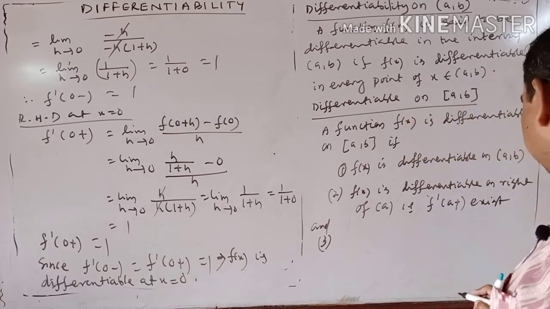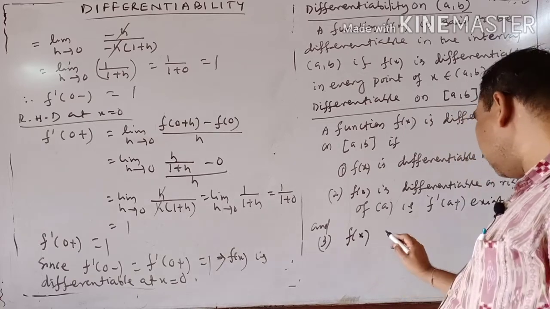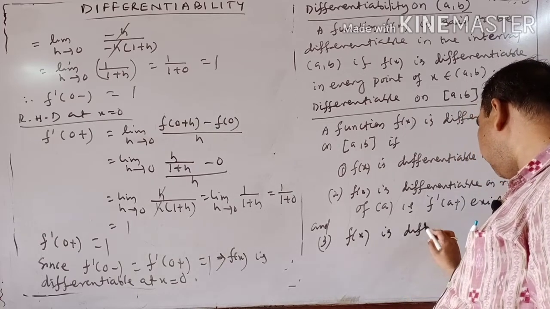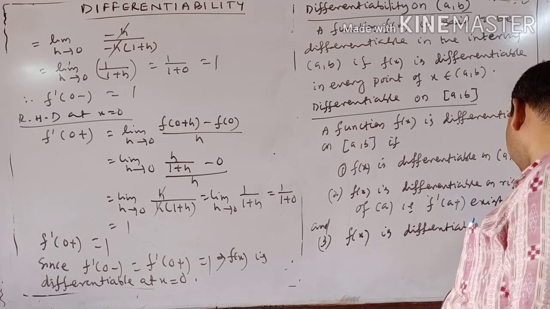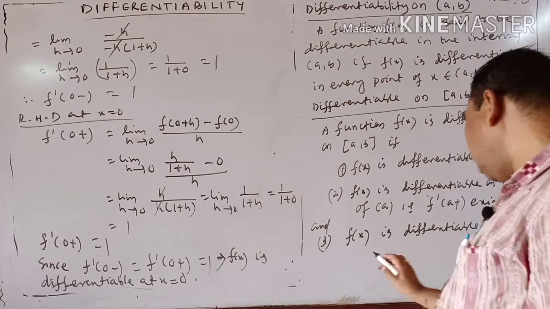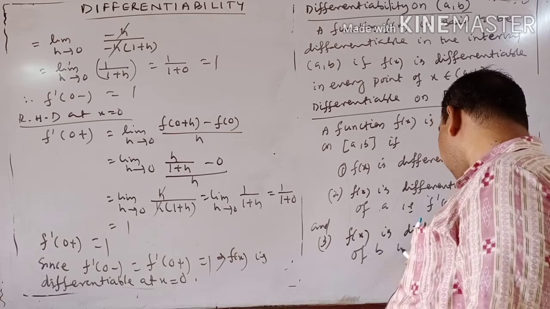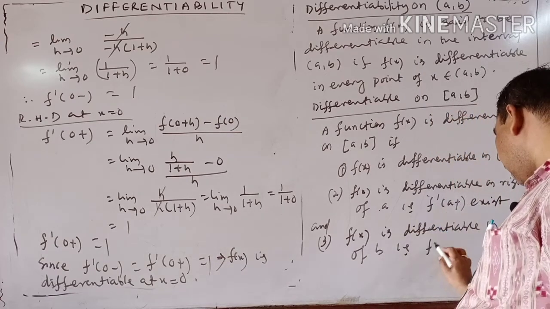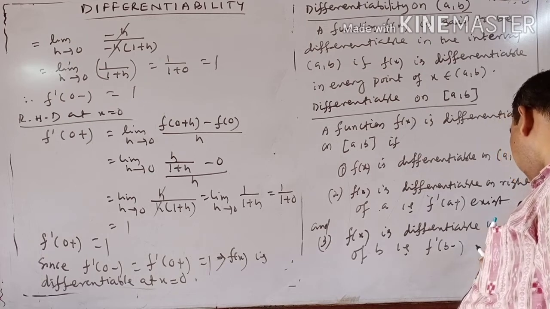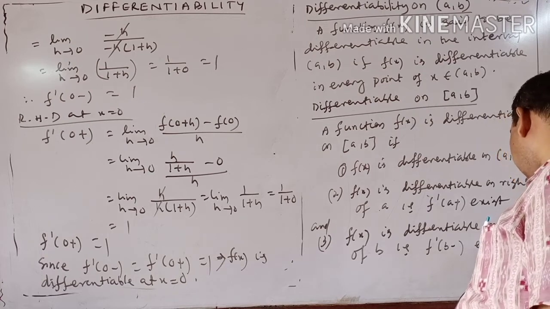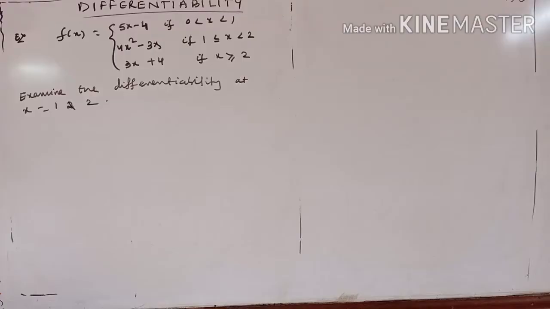Three, f of x is differentiable on the left of b, that is f dash b minus exists. f dash b minus exists.